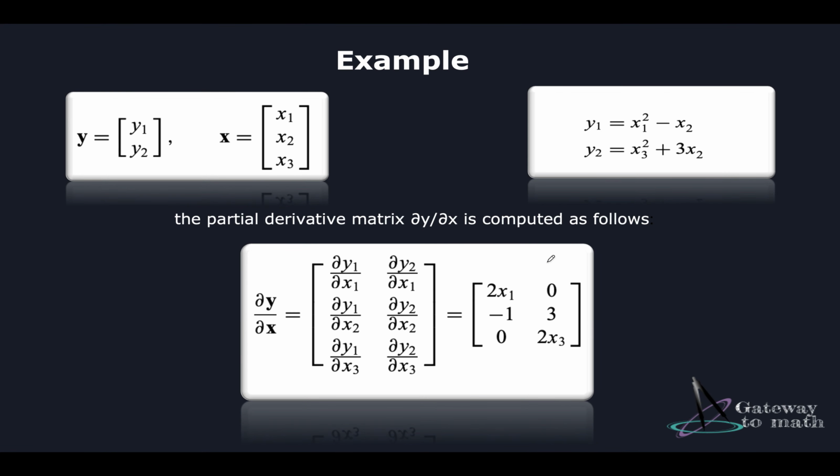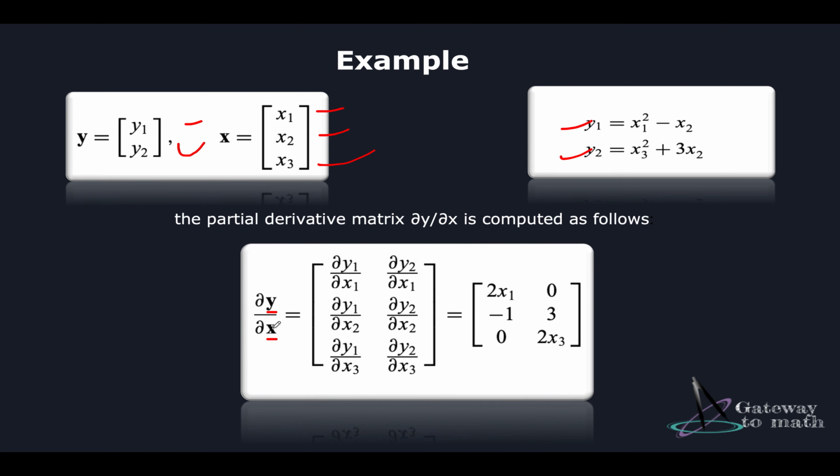Let us take an example to understand this in a bit more detail. So here we have two vectors x and y. y has two variables y1 and y2, and x has three variables x1, x2 and x3. We are also given that y1 equals square of x1 minus x2, and y2 equals square of x3 plus 3 times x2. Now we need to find the partial derivative of del y by del x. That is, we are finding the partial derivative of vector y with respect to another vector, which is x.